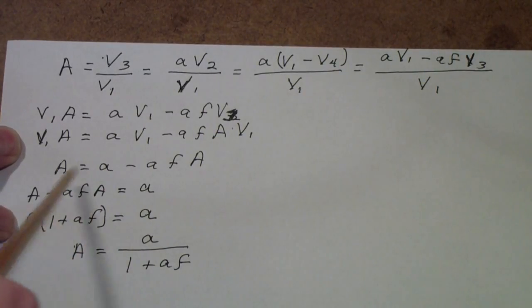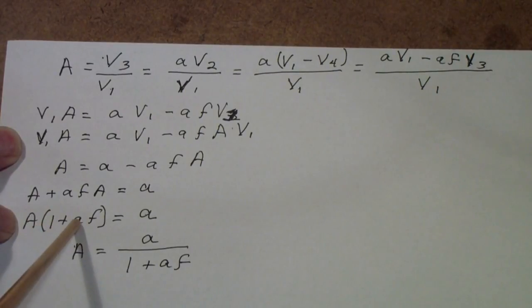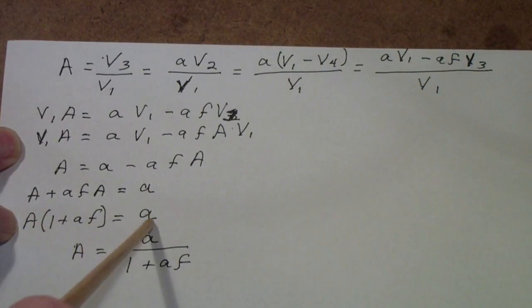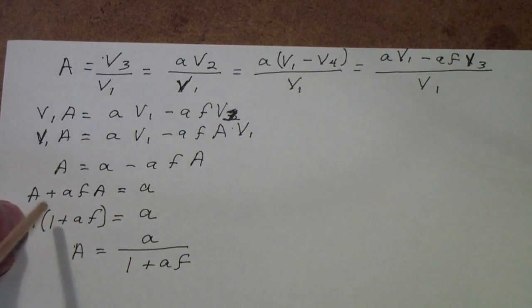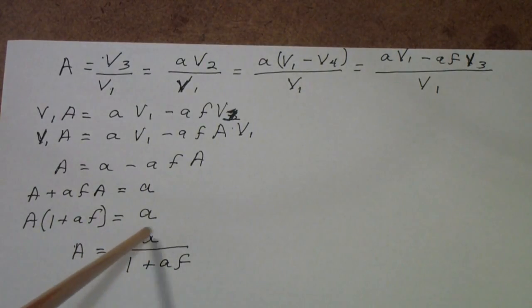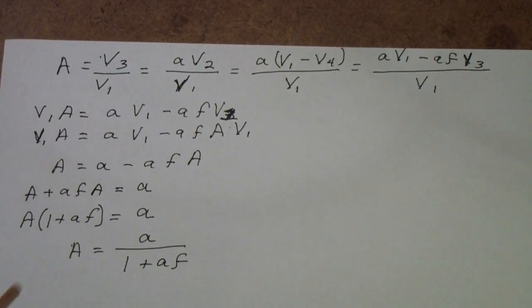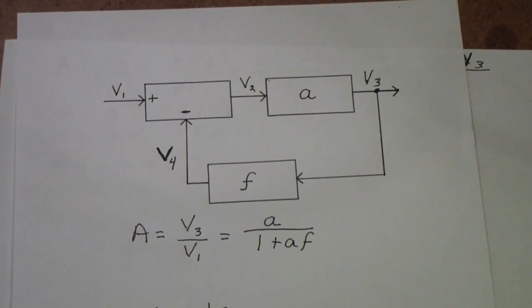Now I factor the A out in front. It becomes capital A times 1 plus little a F equals little a. And now I think you can see that by dividing by 1 plus aF, we get capital A equals little a divided by 1 plus aF. And of course that is the result that we got there.